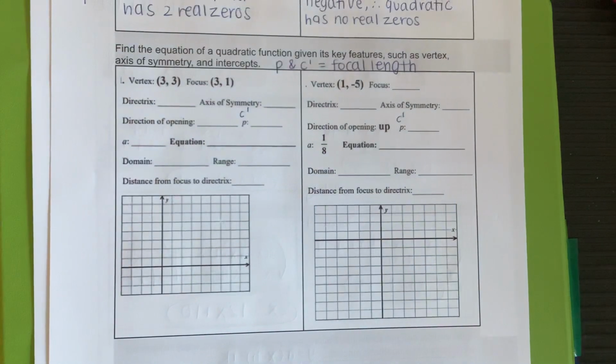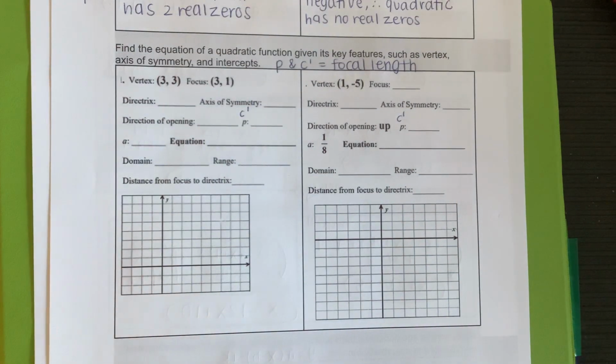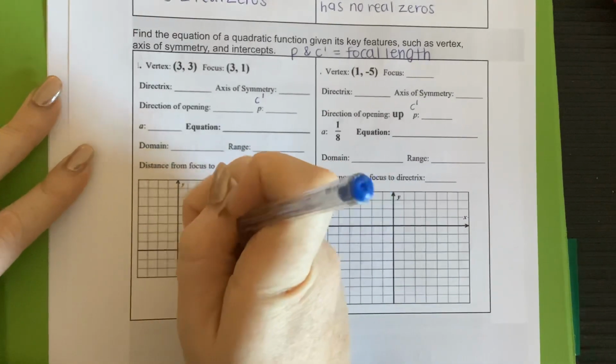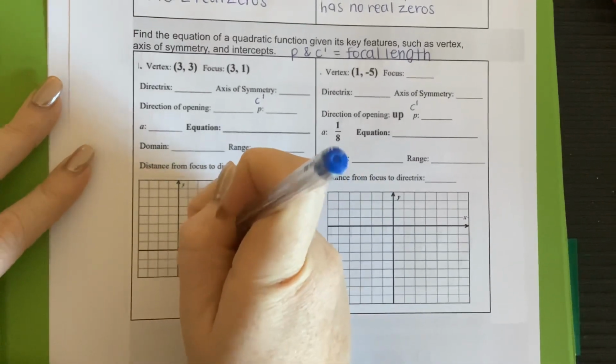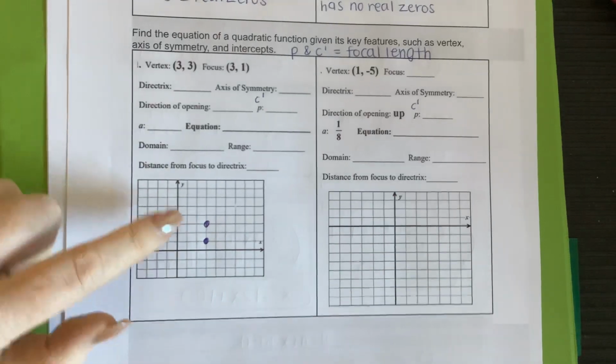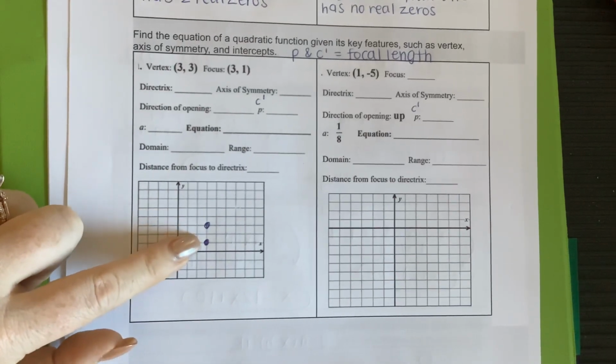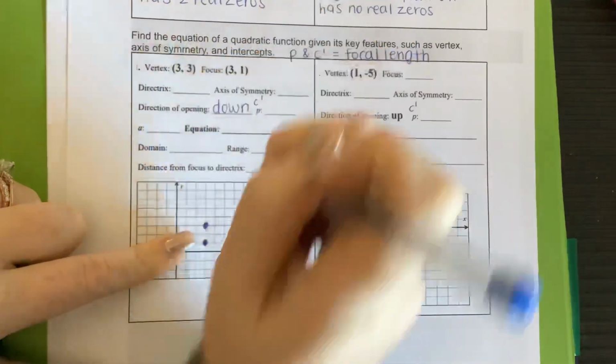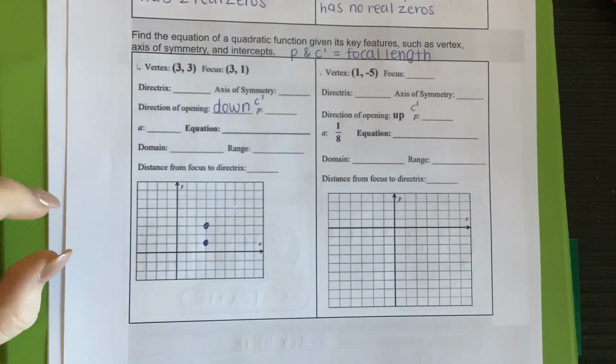So on here it says P value, and then on yours it might say C prime, but it's asking for focal length. So this is where you kind of have to play like a game. You're given certain parts of information, and you've got to figure out those other parts of information. So we're going to start with that our vertex is at 3, 3, and our focus is at 3, 1. Okay, if I have to go down to get to my focus, that means my direction of opening is going to be down. Right off the bat, that's an easy one to fill in.